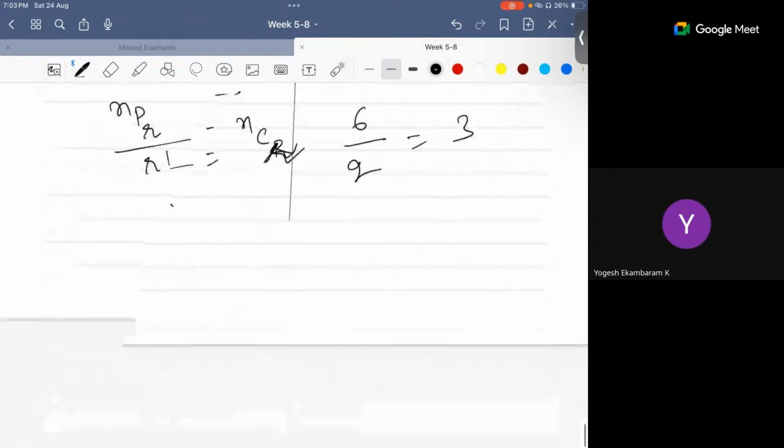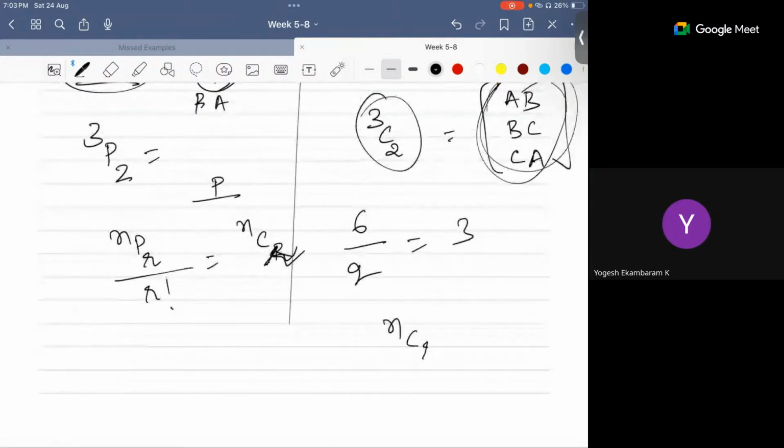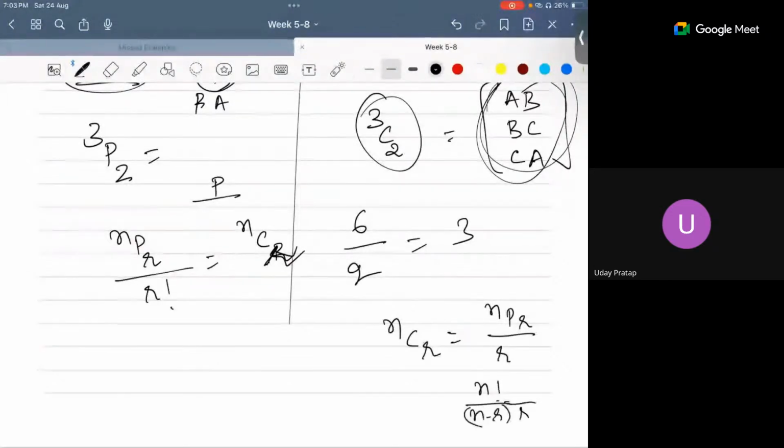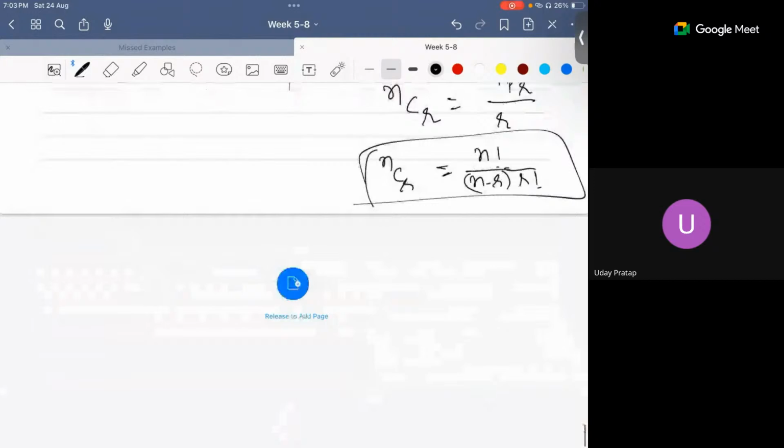So the formula for the combination is what? NCR. Whatever the formula for NPR was, you divide it with R factorial. So it will be N factorial upon N minus R factorial times R factorial. So this is NCR. In the combination, you don't have to worry about the arrangement, so that's why you divide it with R factorial. I guess this is clear, right?